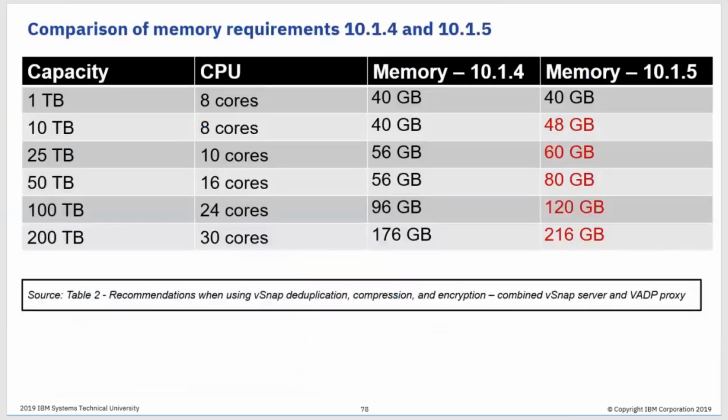So getting into the changes, I've taken table 2, which is the recommendations for the vSnap, the ADP proxy combo when you're using deduplication. Abbreviated the table a bit just to highlight that number one, the CPU requirements are not changing, but as you can see, the memory requirements are changing, in some instances changing quite a bit.